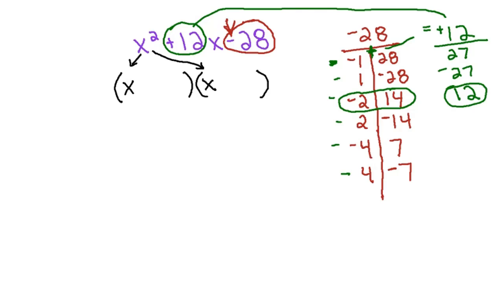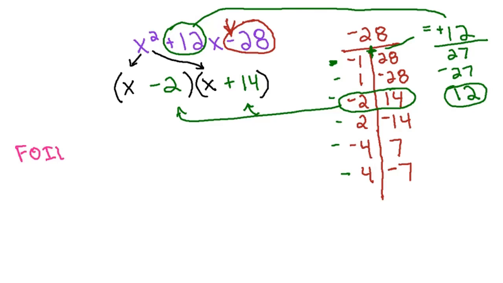Now, what do we do with these two numbers, the negative 2 and the 14? Well, we put them in the parentheses as the last numbers. So negative 2, and don't forget that negative. You got to carry the negatives and positives with you. And a positive 14. So let's FOIL that out and see what happens and see if we got the right answer.